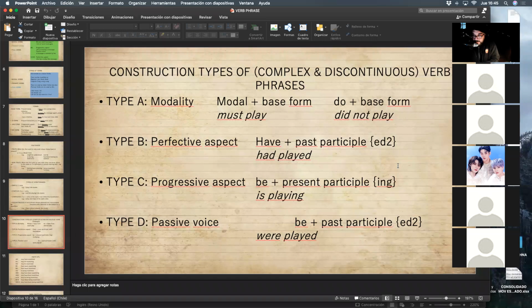Therefore, if I say I will play, I will say that the construction type is letter A. Why? Because there is modality. Then, if the verb phrase is showing perfective aspect, then we're going to say its construction type is letter B, because B goes for perfective aspect. Letter C for progressive aspect, and letter D for passive voice. Okay, let's take this into another example.